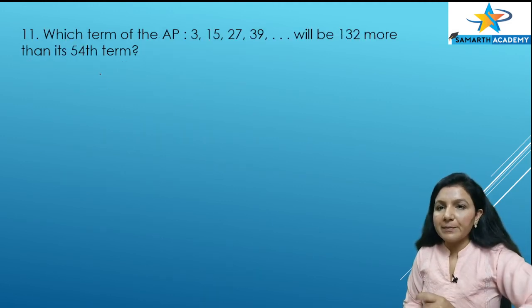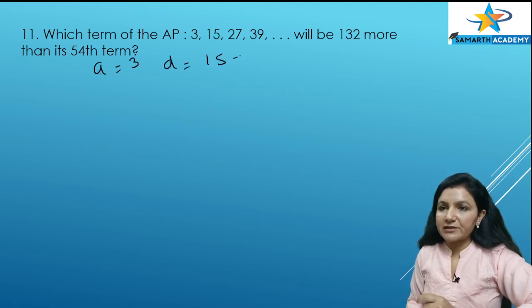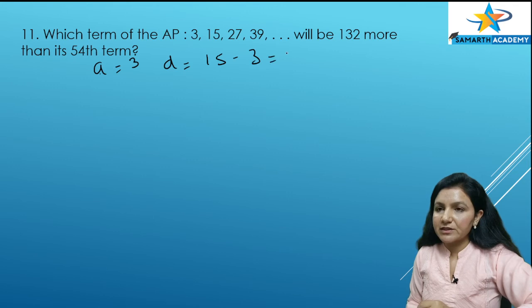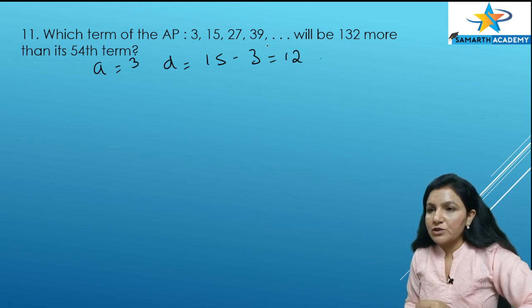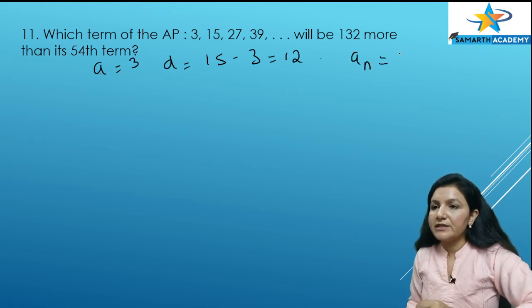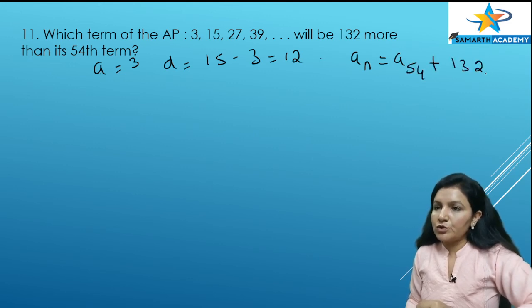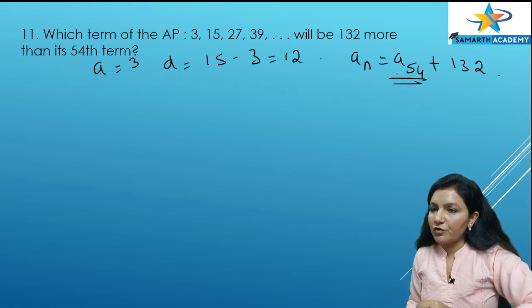Question. An AP is given. Let us write what is given. The first term is 3 and the common difference is the second term minus the first term, that is 15 minus 3. This is equal to 12. He is saying find the term which is 132 more than the 54th term. So basically he is asking for n where an is equal to a54 plus 132. So first let us find a54 and then go for this an.